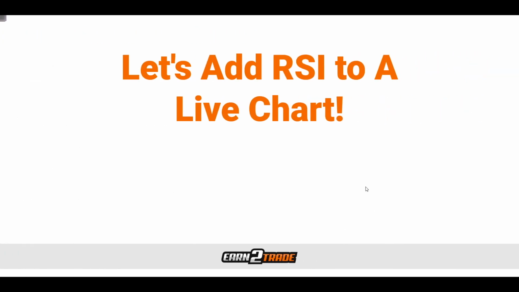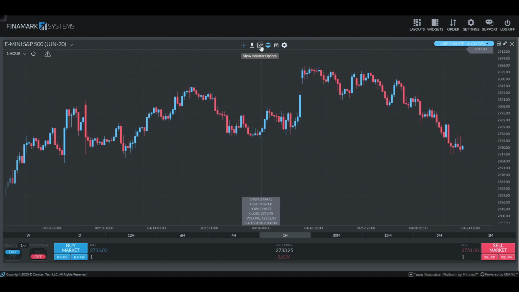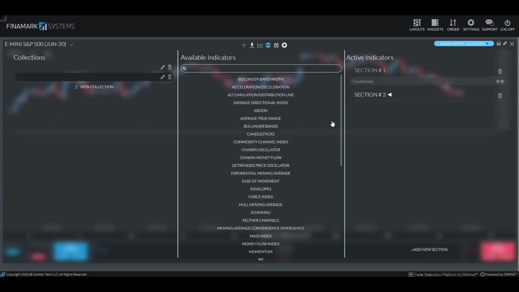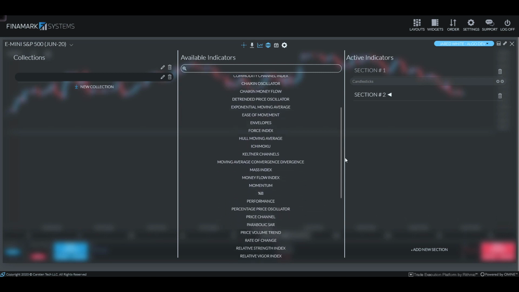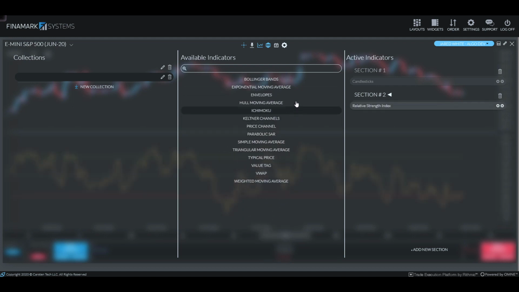Now let's go ahead and move on over to a live chart to show you how to apply the RSI to your charts and what it might look like so you're a little bit more familiar with it. Using the Finamark platform to apply the RSI, it's as easy as going up to our handy dandy Show Indicators Options button up here at the center, clicking that, and then coming over here, adding a new section on the right side, and going over here to the center again, and scrolling down to the R's where we're going to see Relative Strength Index, give that a click, and we are all set.